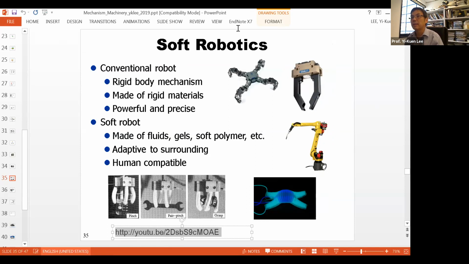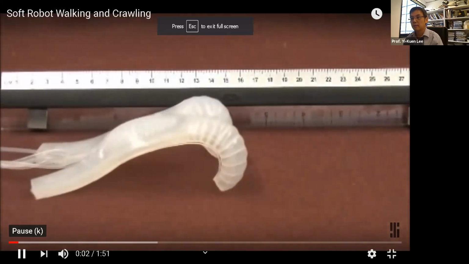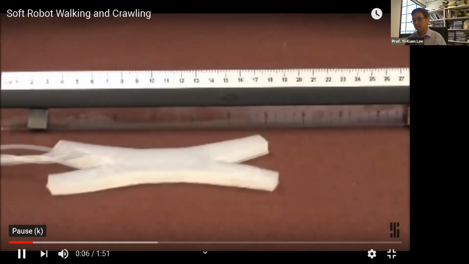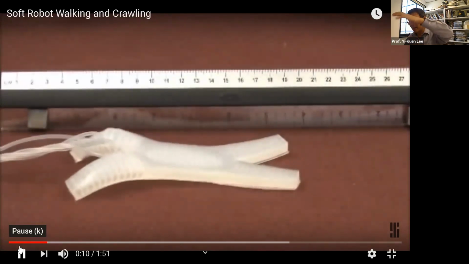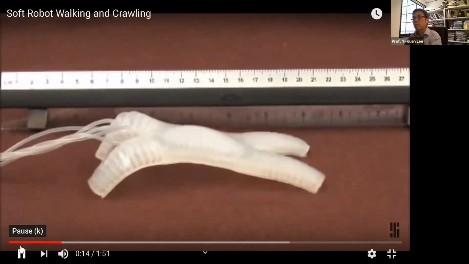Okay, let me show you this. Okay, then let me share with you this interesting robotic. This is soft robotics. The mechanism is soft. It's not the one we showed you in the previous slide.